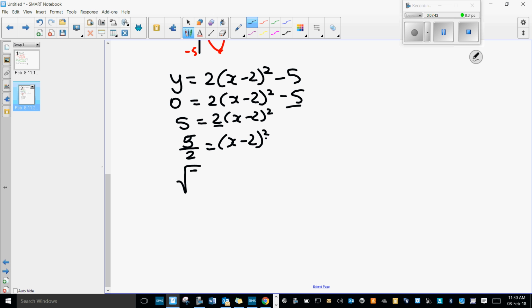I don't need my brackets anymore. And remember, when we square root, we've got plus and minus versions of it. Then our final step is to add 2 to both sides. So we've got 2 plus or minus the square root of 5 over 2. So we've solved it. We've got our two values, but they are exact values. So this would be something where it would be an exact value that you didn't have to use a quadratic formula.